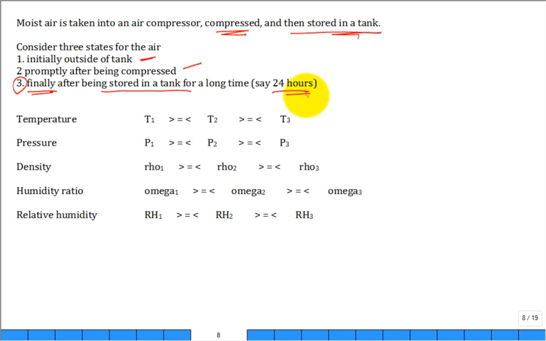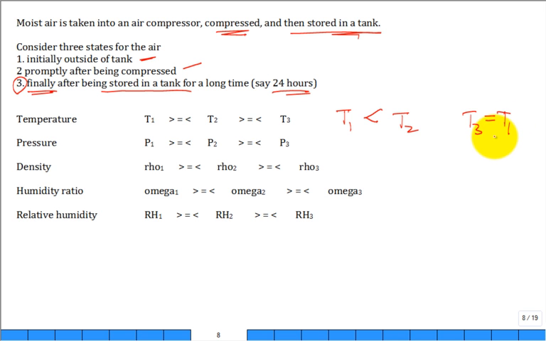But let's do this. Let's talk about what the temperature is doing. So we have the temperature in the room before it went to the compressor. Then we have the temperature immediately after it's compressed. What do you think the relationship between this temperature and that temperature is? One's high? That's right. This one's spanking hot. Now we wait a long time. T3, what do you think T3 is? Back down to T1. And you got to get the temperatures right in your mind.